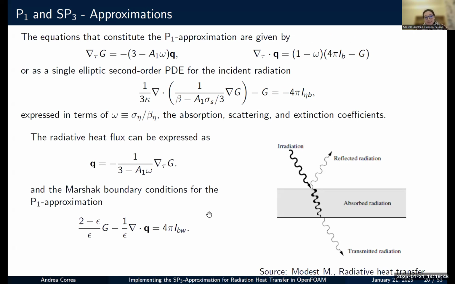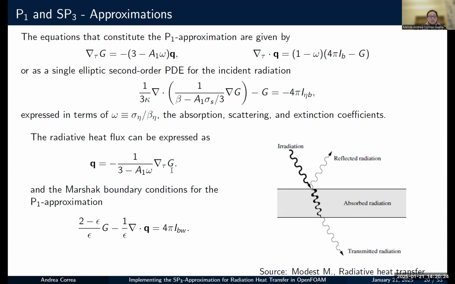Here we have more equations, a little bit more, but this is important to show because all these equations are used in the model, and it is important to understand a little bit why it's different from the SP3 approximation. So in the P1 approximation, the radiative heat flux, Q, depends on how the incident radiation changes within the medium.